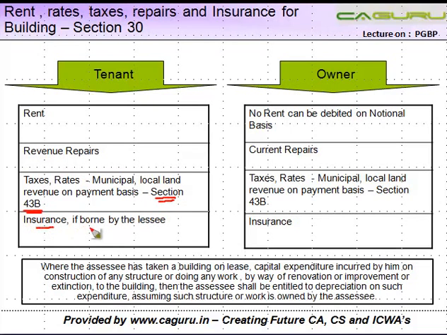And the last one is insurance if borne by the lessee. Again, borne means the economic burden has to be with him. So insurance cost if paid by the tenant is also allowed as a deduction in computing his income under the head PGBP.